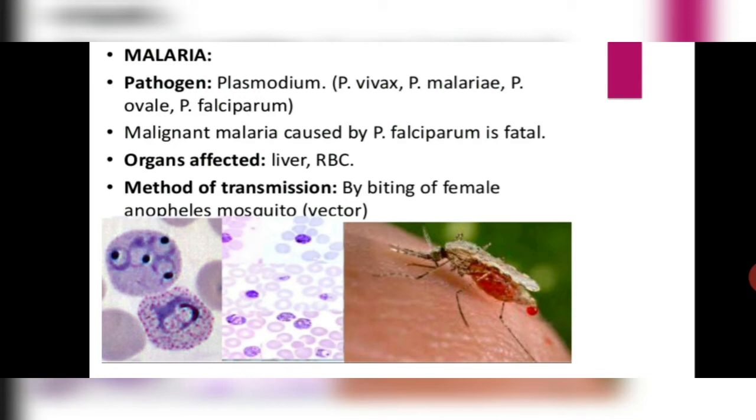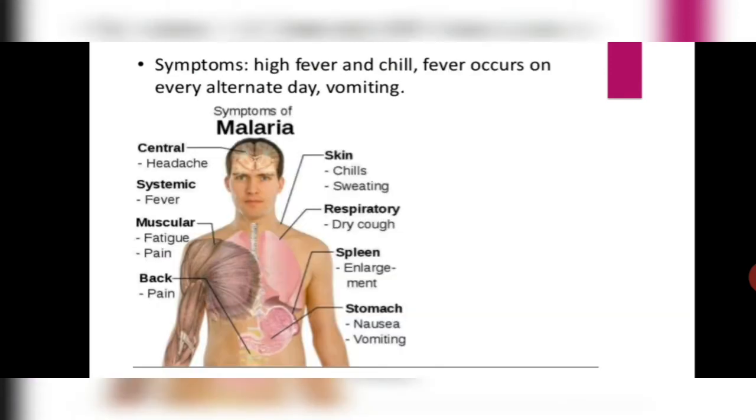Plasmodium falciparum, is fatal, and the organs affected by malaria are the liver and the RBCs, that is the red blood corpuscles of human beings. It is transmitted by the bite of a female Anopheles mosquito, which is the vector of Plasmodium. The symptoms of malaria are high fever, chill, fever occurs on alternate days, intermittent fever is present.